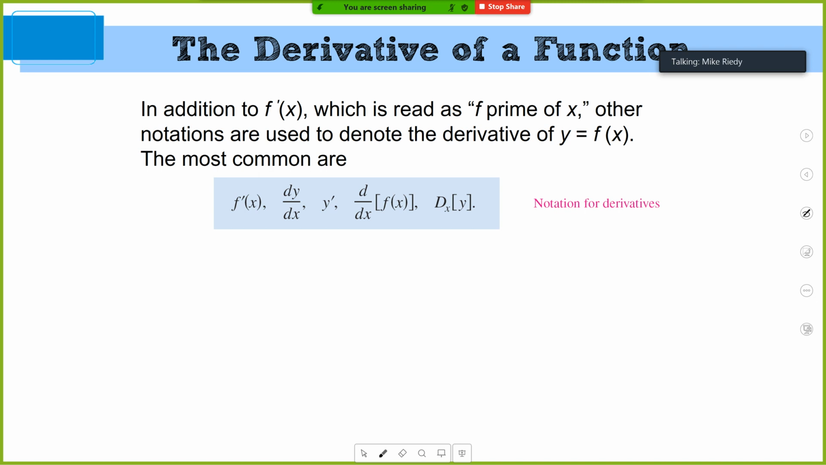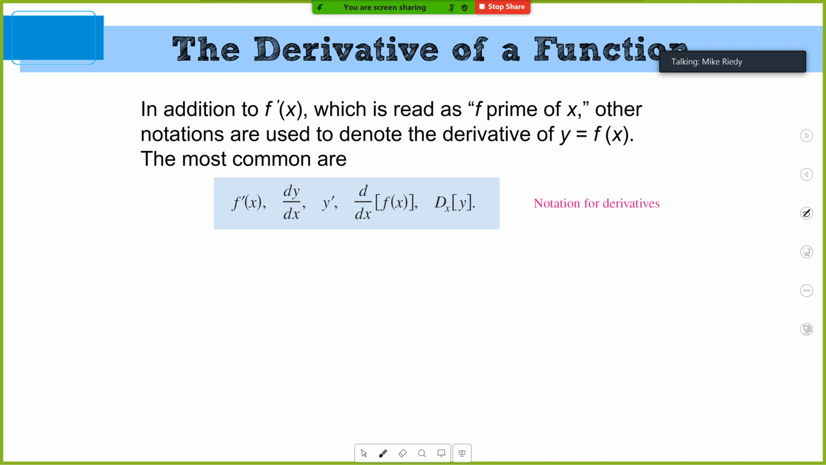F prime of x, dy dx. The derivative of y with respect to x is what that means. Y prime. So if we have the function written in y equals, you can take y prime. You've got the derivative of f of x with respect to x. And that with respect to x becomes very important because that's telling you what the variable is. We don't get into it very often, but there is something called multivariable calculus where you've got x's, z's, q's all wrapped up into one equation, and you've got to figure out which one is the variable.